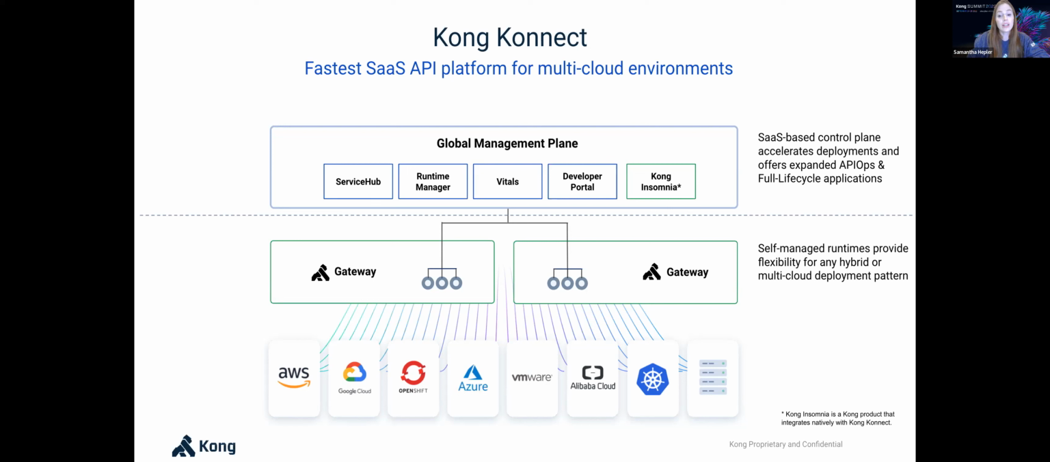What's also very neat about these groups that I want to highlight is they share the same configuration. For example, if you apply a rate limiting plugin to one runtime group, this will be applied to all your runtimes within that group. This is one of the things that makes scaling very easy.